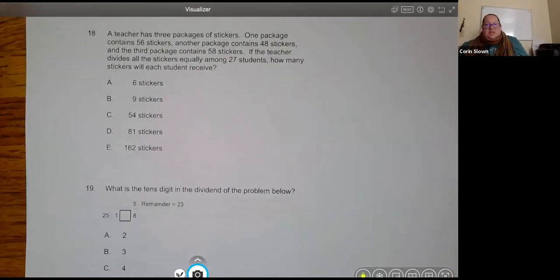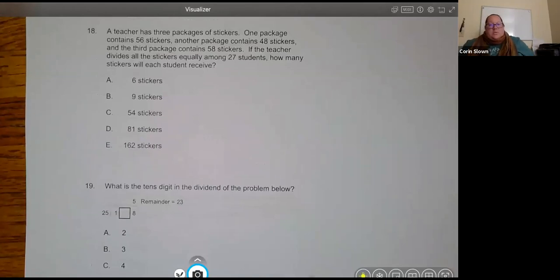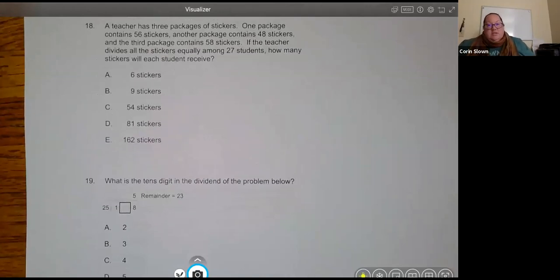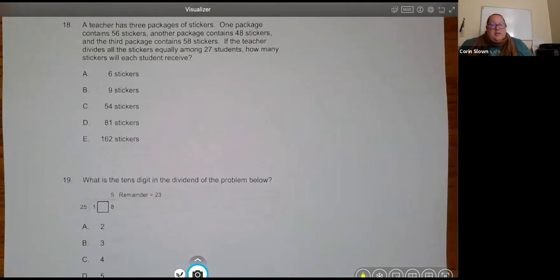So a teacher has 3 packages of stickers. One package contains 56 stickers. Another package contains 48 stickers, and the third package contains 58 stickers. If the teacher divides all of the stickers equally among 27 students, how many stickers will each student have?